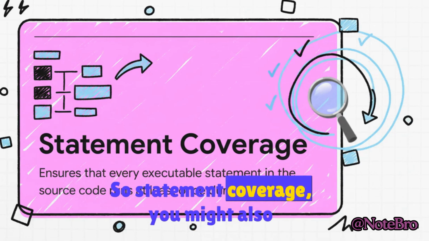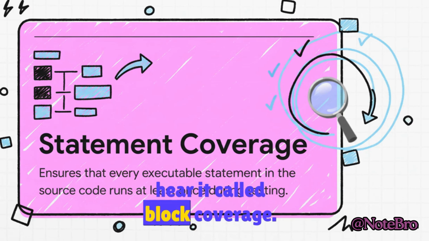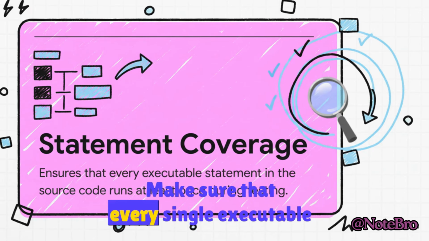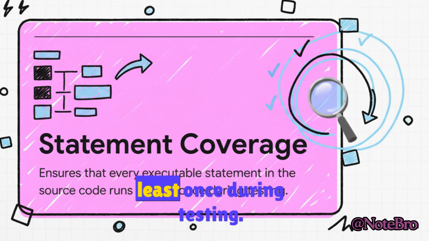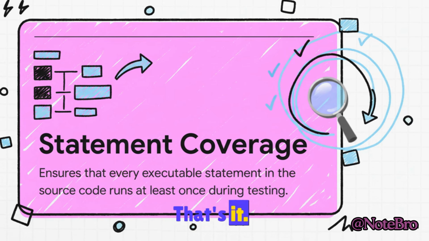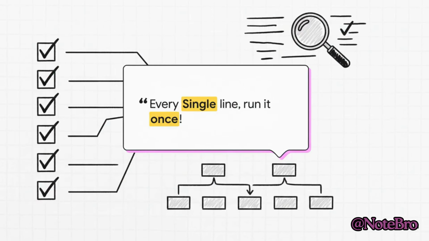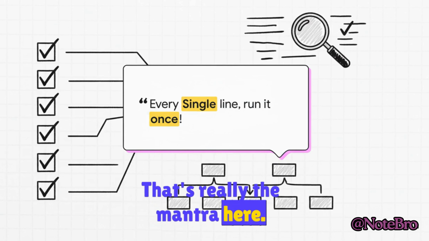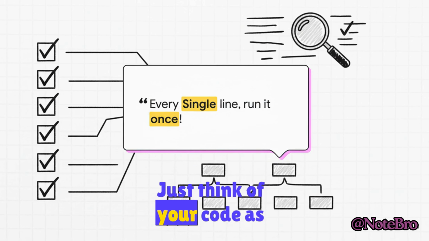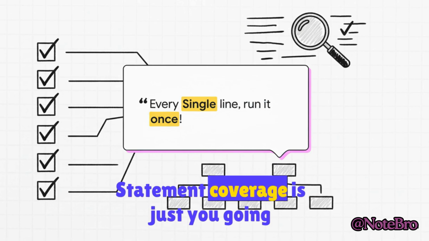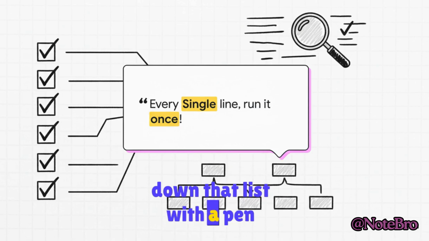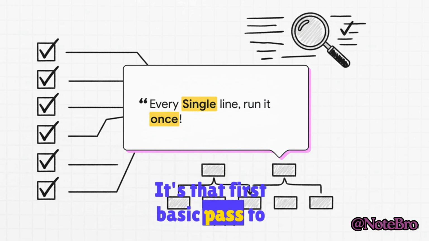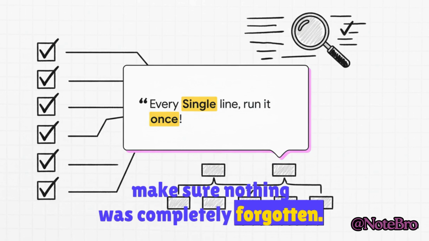Okay, so statement coverage, you might also hear it called block coverage. It has one simple, straightforward goal. Make sure that every single executable line of code gets run at least once during testing. That's it. No line left behind. Every single line, run it once. That's really the mantra here. The best analogy? Just think of your code as a giant to-do list. Statement coverage is just you going down that list with a pen and making sure every single item has a check mark next to it. It's that first basic pass to make sure nothing was completely forgotten.